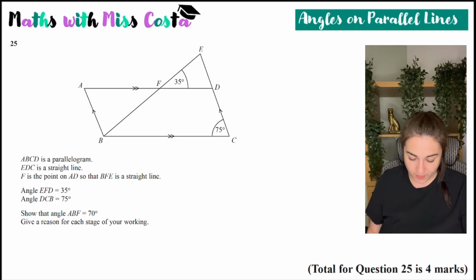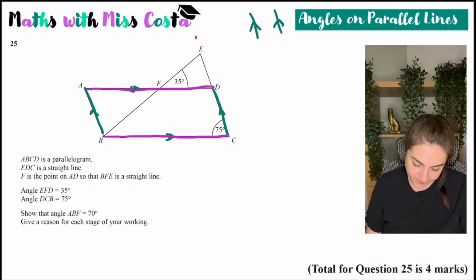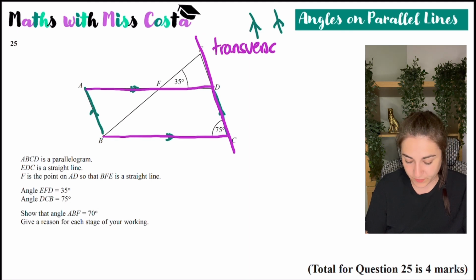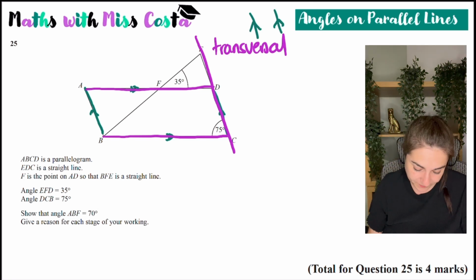Next, I've got angles on parallel lines, and I'm told that ABCD is a parallelogram, which means that I've got parallel lines here and here. You can also identify parallel lines because the little arrow tells you that those lines are parallel. So I know that AB is parallel to DC and that AD is parallel to BC. I know that EDC over here is a straight line, so that would be a transversal, which essentially just means a line that cuts through the parallel lines.